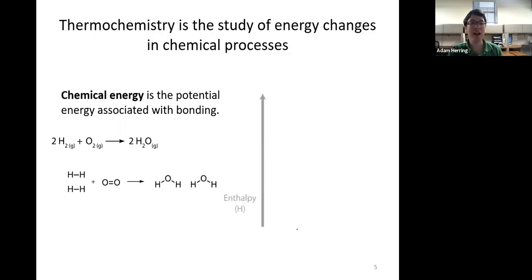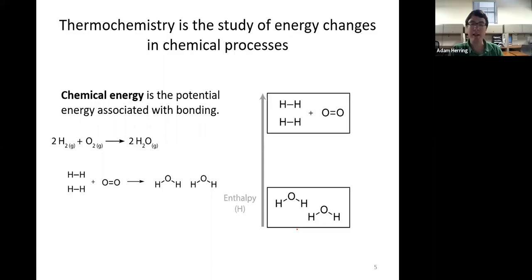If we were to look at the energies, or the enthalpies, of the reactants versus products, we can see that the reactants are higher in energy than our products. Therefore, our enthalpy of reaction is going to be negative, or an exothermic reaction. Heat's going to be lost to our surroundings. For this particular reaction, it gives off 483.6 kilojoules per mole.